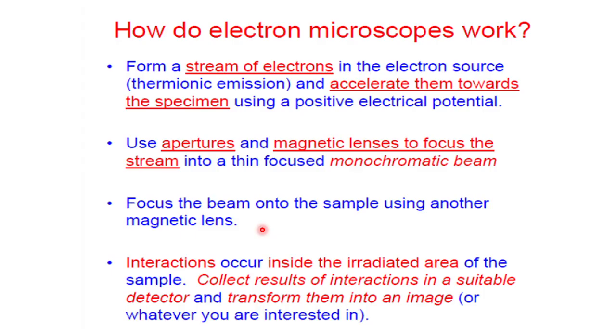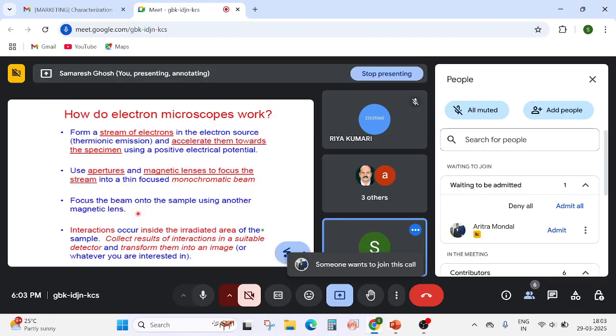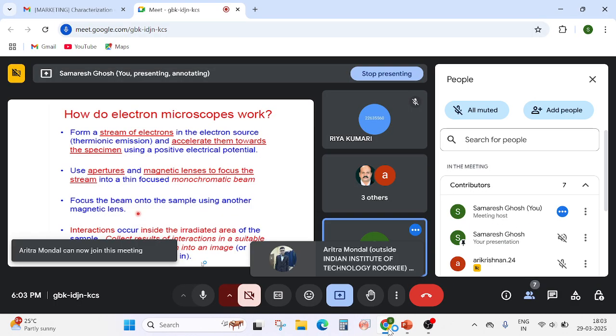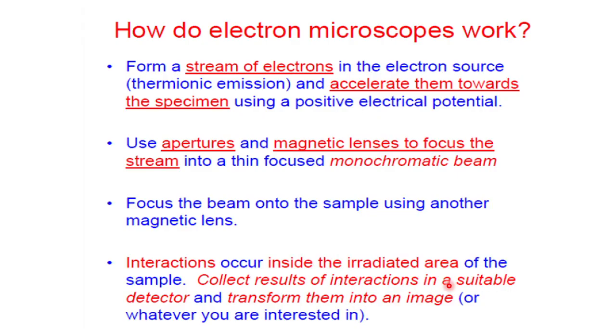So why am I using a magnetic lens? Because until and unless I use a magnetic lens, I cannot focus the electron beam. It is not a normal concave or convex type of lens. I need a magnetic lens to focus the electron beam, to make it much more pinpoint. Then interaction occurs inside the irradiated area of the sample, and you collect the result after the electron beam interacts with your sample, and then transform it into an image.